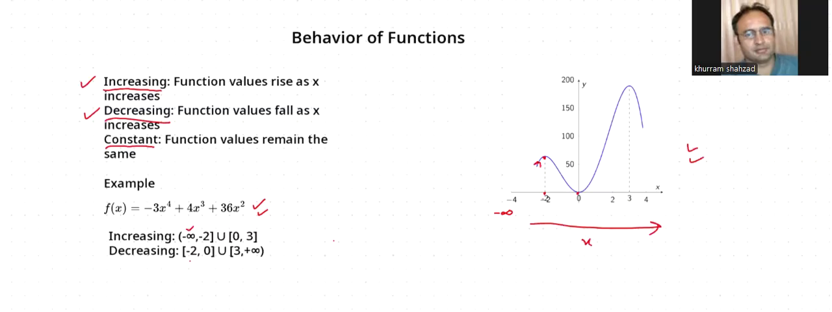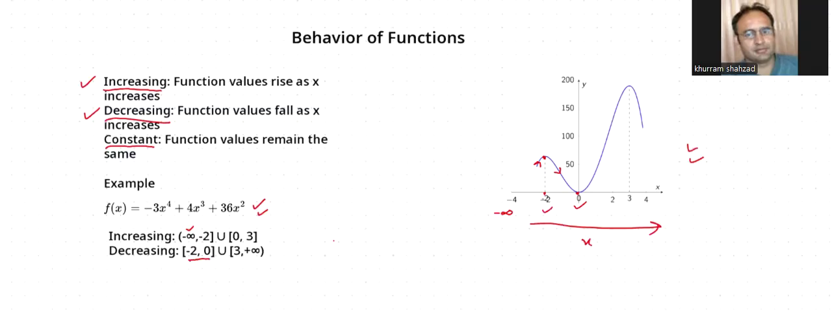Now, if you see from negative 2 to 0 on the graph, you can see that this graph is going down, and it will keep on going down up to 0. So this graph is decreasing from negative 2 to 0. I have mentioned here, decreasing.